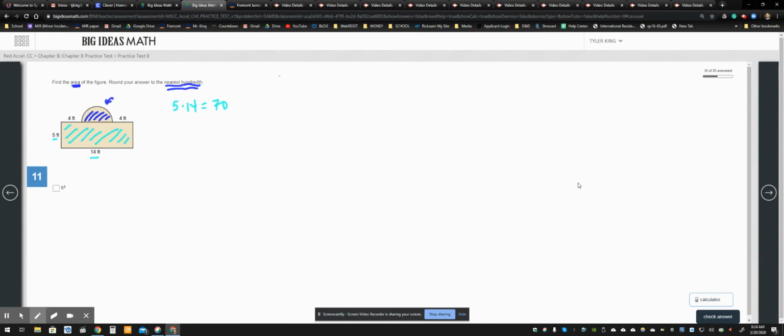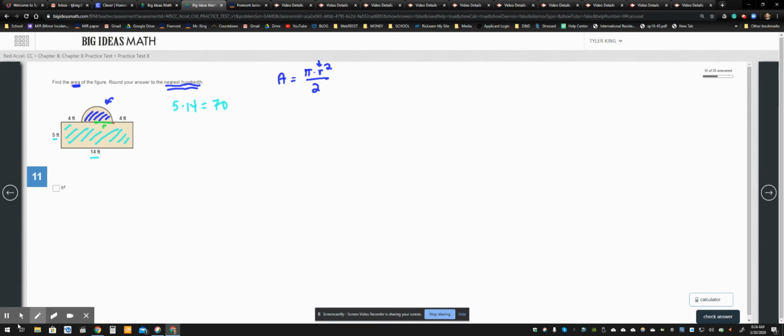Awesome. Then we're looking at this right here, and we're going to try and find that. Now remember, we're finding the area of a semicircle, and to find the area of a semicircle, it's going to be pi times the radius squared, all divided by 2. So the first thing we need to do is find our radius here. We're looking for the distance from the middle of our shape to the edge of our shape right there.